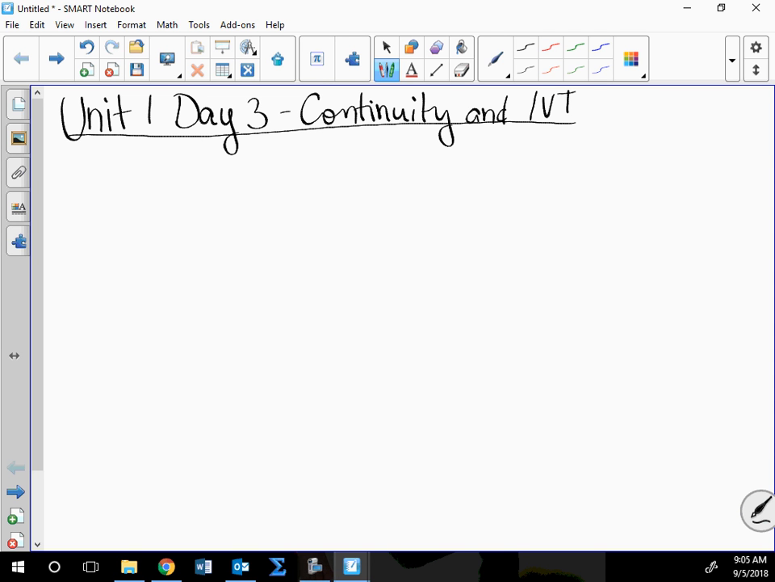All right, Lauren. There's removable, jump, and continuous. Ooh, good. So we've got 3 types of discontinuities. We've got removable, jump, and infinite. Good. What else do you remember about continuity? What does it mean to be continuous? So right, there's no holes in the function.